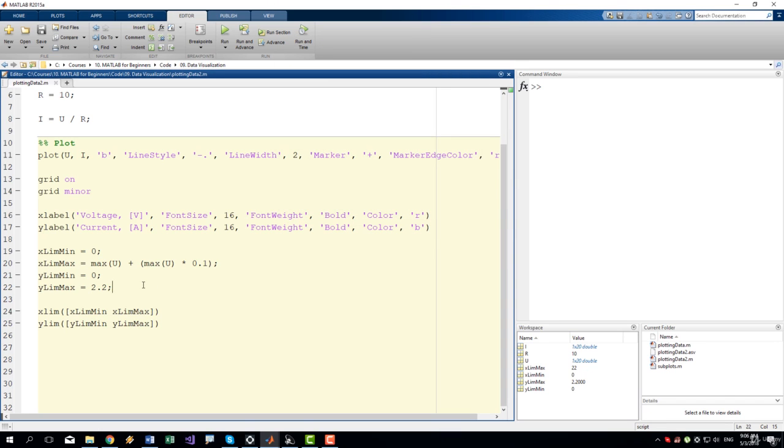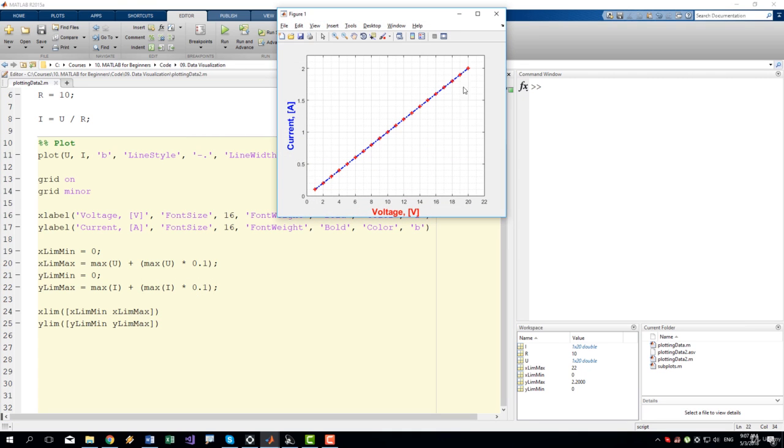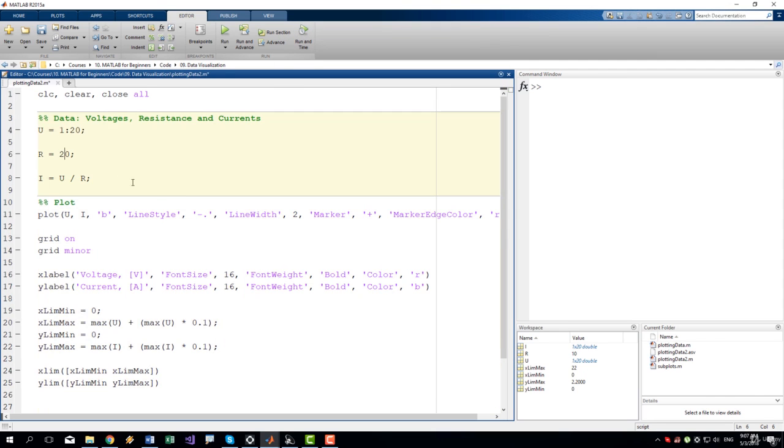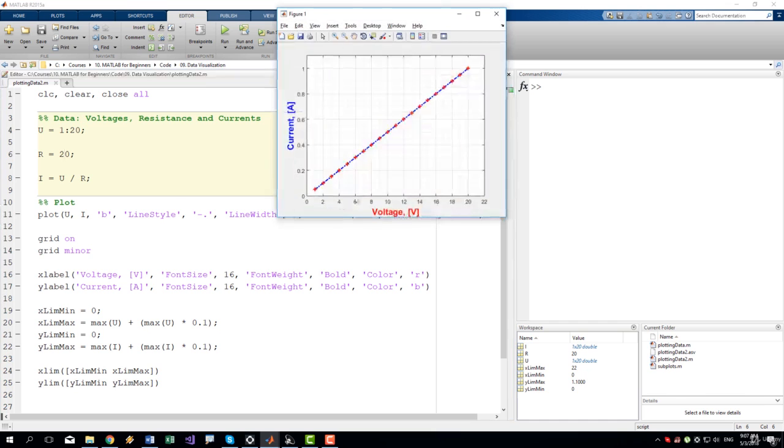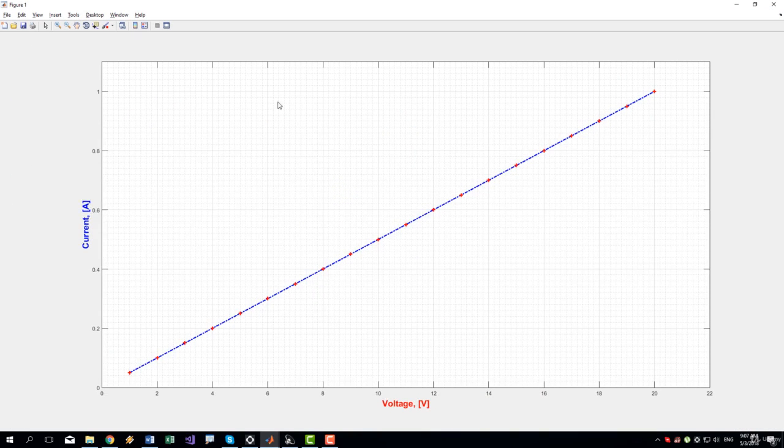We can do the same thing for our y. So we can say max of I plus max of I times 10%, and if we run it, we get the exact same result as we had previously. But now if we change our values, our limits will change along with our values. So if I change the resistance to another resistance, we will get totally different results, but our graph stays the same. As you can see now, our maximum current is 1, not 2, and our y limit is clearly 1.1. So the limits of the graph are automatically corrected for our new values.